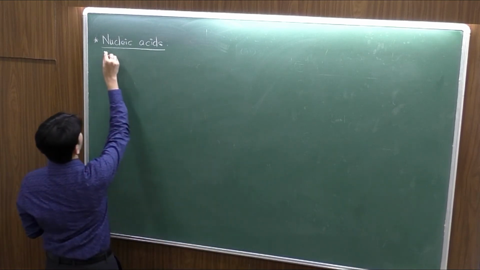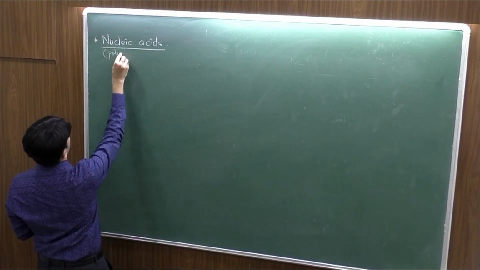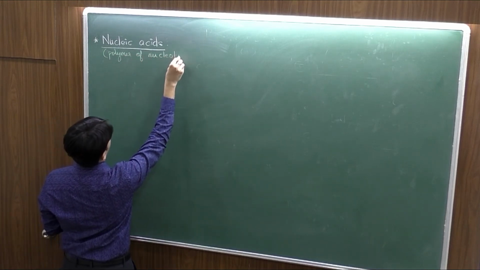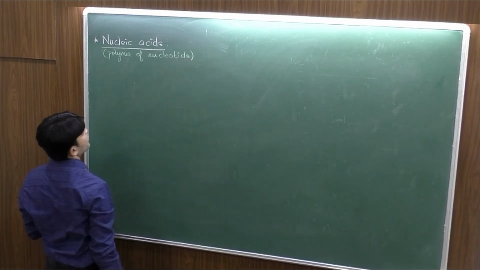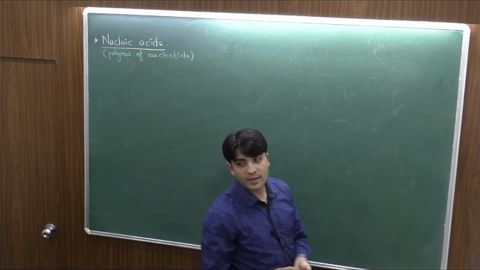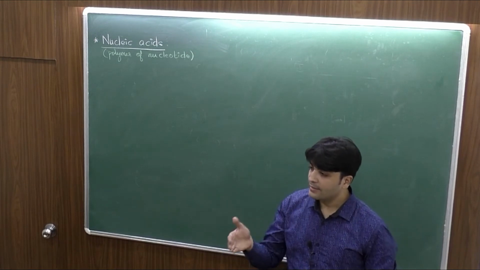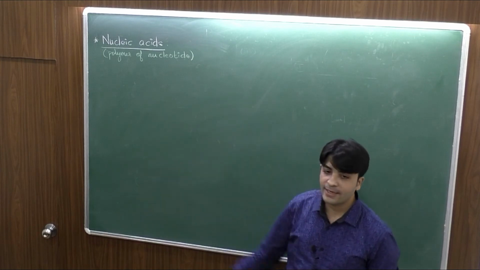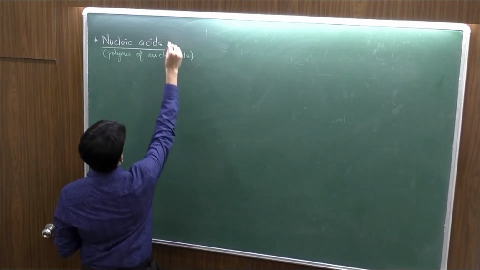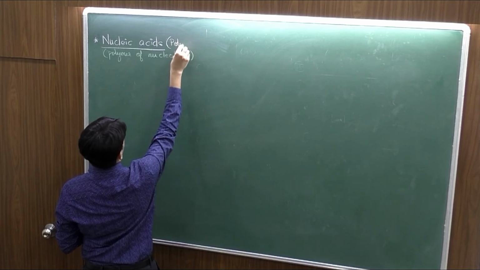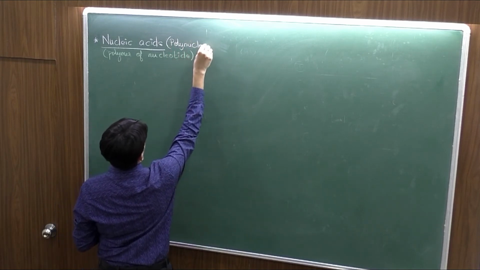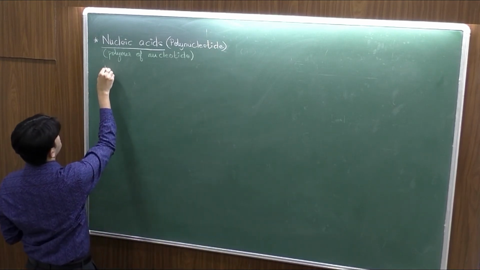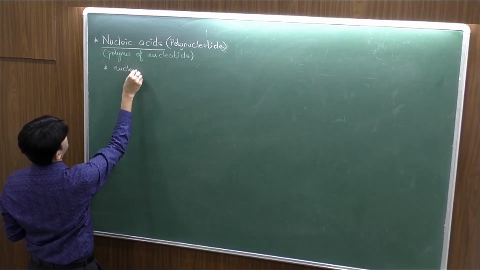The first thing, nucleic acid is a polymer of nucleotide. So nucleotide basically becomes a monomer of the nucleic acid, and this will be repeated n times to give a polynucleotide, which is nothing but nucleic acid. So that's why nucleic acids are alternately also referred to as polynucleotide. Now coming to the structure of the monomer, that is nucleotide.